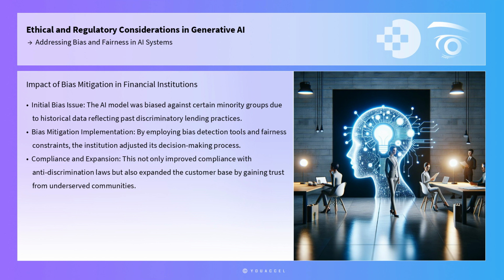To illustrate the impact of these strategies, consider the case of a financial institution that implemented a bias mitigation framework in its loan approval process. Initially, their AI model was biased against certain minority groups due to historical data reflecting past discriminatory lending practices. By employing bias detection tools and fairness constraints, the institution was able to adjust its decision-making process to ensure equitable access to credit for all applicants. This not only improved the institution's compliance with anti-discrimination laws, but also expanded its customer base by gaining the trust of previously underserved communities.